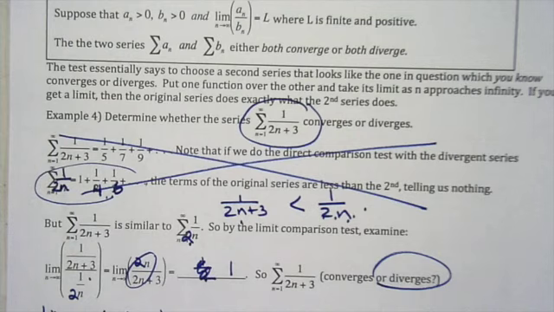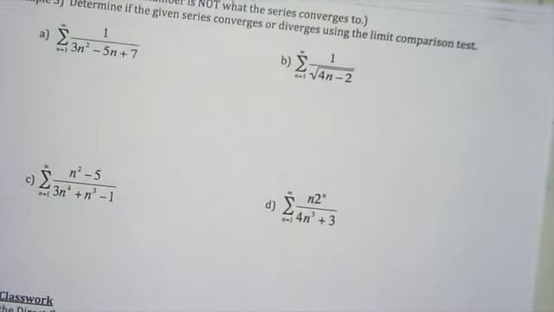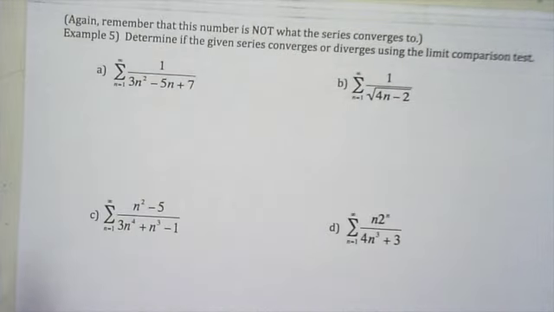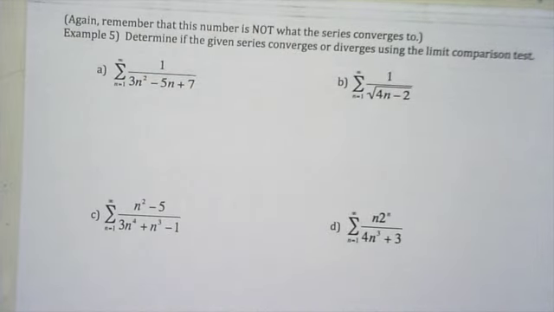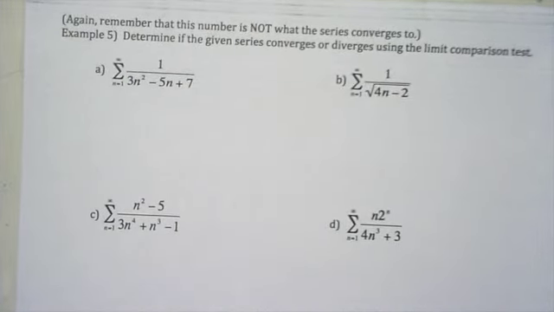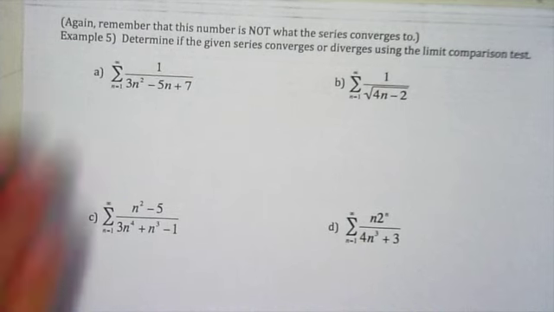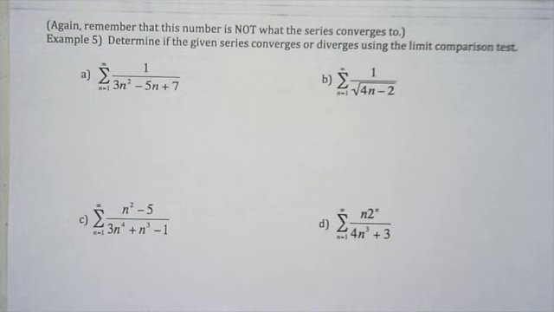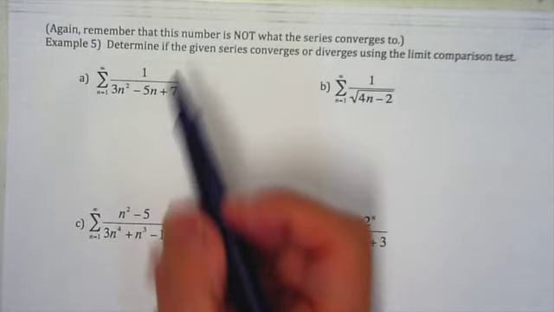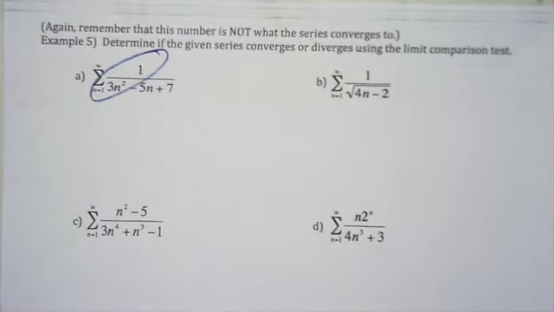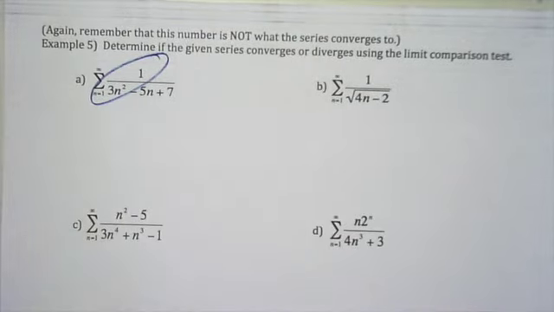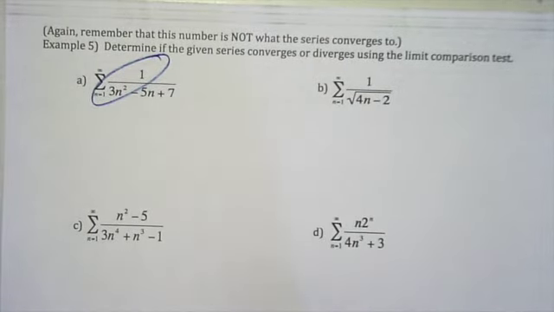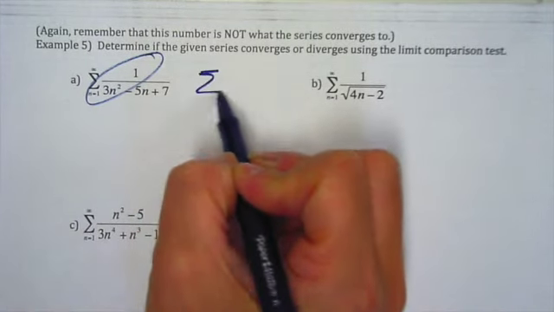Okay. Let's try another example. The limit comparison always works when you have basically a rational function where the top and the bottom are both polynomials, because you can always compare it to a p-series. So look at this one. Compare it to a p-series. You always want to compare the highest degree on the top, highest degree on the bottom. So we're going to compare to 1 over 3n squared.